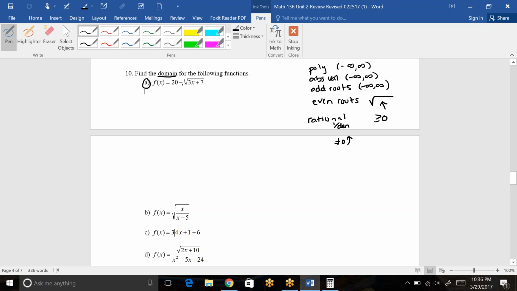So since this is a cubed root, that falls under odd roots. You can plug anything you want into here. If it's negative underneath, so what? Odd roots, you can evaluate a negative. It's even roots that cannot have a negative underneath. So this is just understood to be negative infinity to infinity. So for A, there's not any work because it falls into one of those that has no restrictions. Is that okay for that one?